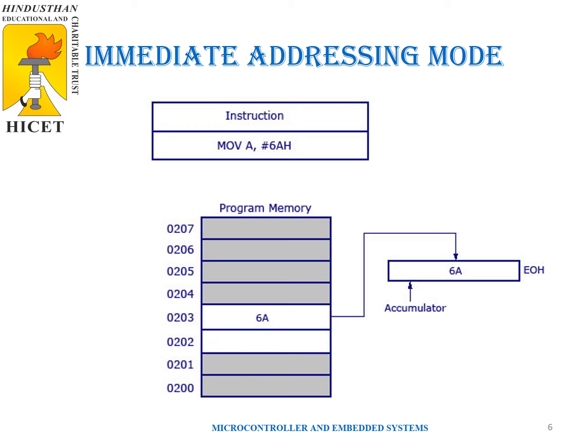In this, MOV A, #6A. 6A is the data that resides in the program memory. After the instruction gets executed, the 6A is copied to the accumulator.